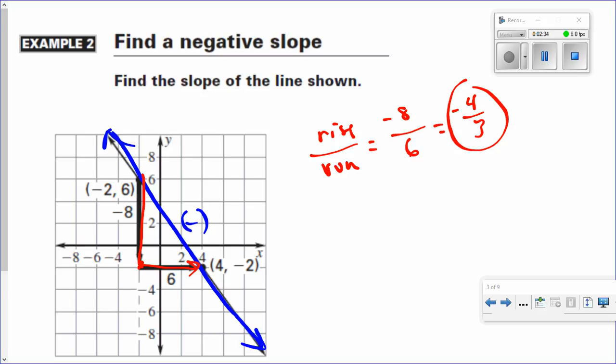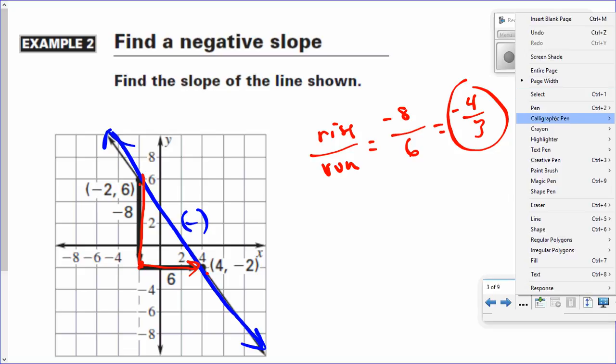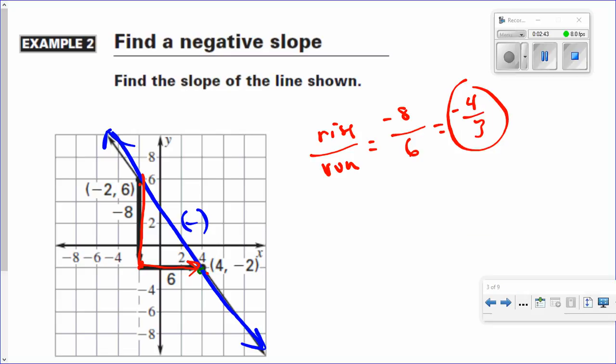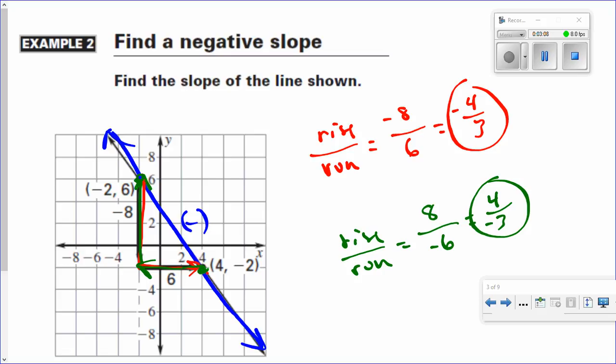That's about it, guys. I could have gone backwards, and if I did, I'll change colors here and show you how it would still work out just fine. If I started here and went in the other direction, I would go backwards 6 and up 8. So my rise over run, in this case, backwards 6, up 8, means I would have a positive 8 but a negative 6. Guess what? My fraction would still be negative 4/3. Either way, it doesn't matter which direction I go. From right to left or left to right, I'm still going to end up with the correct slope.